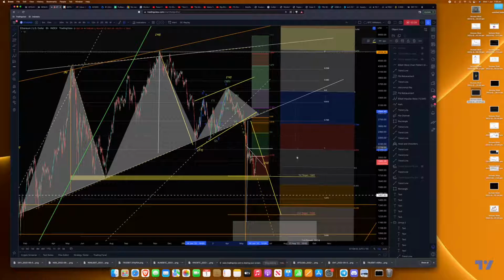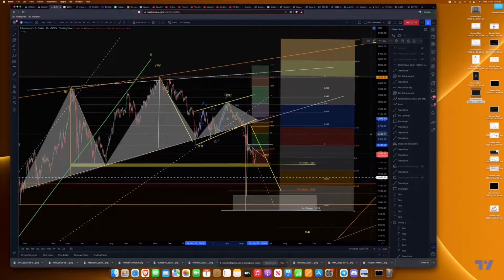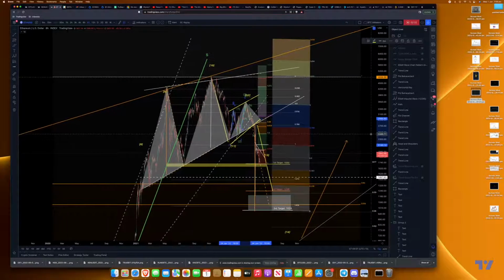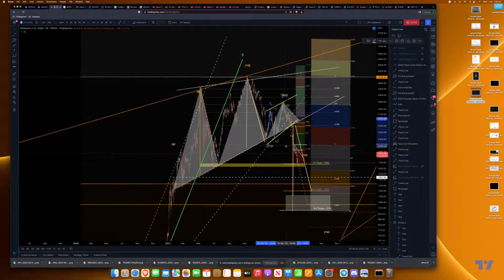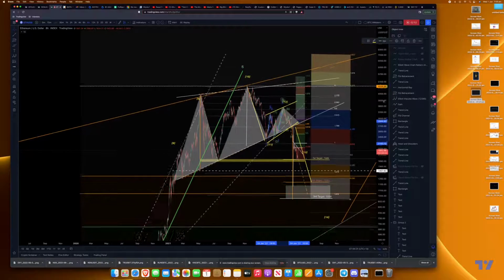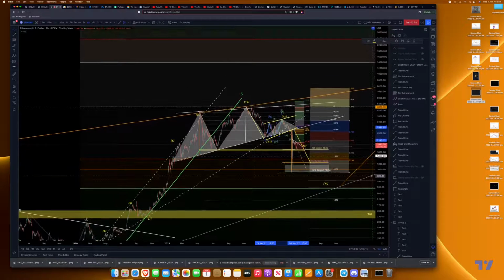So looking at the macro picture here, if I was to shrink this up, we have this macro fib level, and the 0.618 equates to this. So it's going to be a strong resistance, and we'll see how that goes. But yeah, I do see this as a bear flag more so than a real attempt to go up. And we'll probably look at the dominance chart for that.